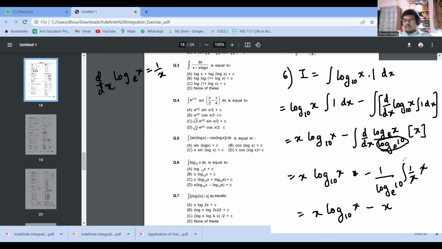Now this log 10 to the base e is in the denominator. When we take it to the numerator, what happens? So plus log e to the base 10. It flips. So D is correct, guys.